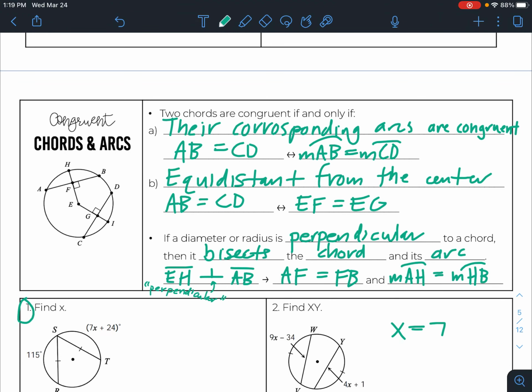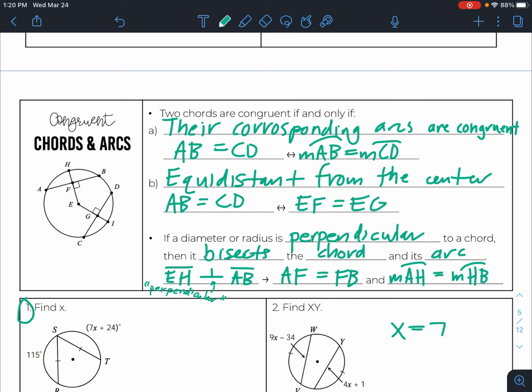This is going to be lesson 4, I believe, of our unit 10, because we went through 1, 2, maybe it's lesson 3. I believe it is, yeah. Okay, so this is chords and arcs. Congruent chords and arcs, in fact.